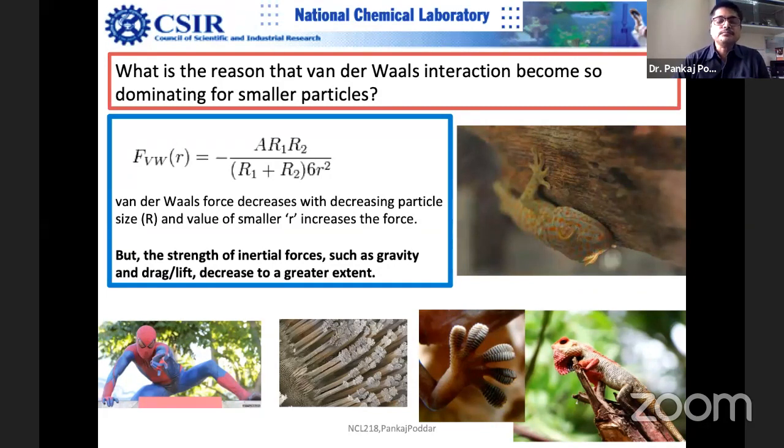And please don't underestimate the reduction in the strength of inertial forces such as gravity, drag, and lift. That decreases to a much greater extent. So there are two forces acting in opposite directions. Van der Waals force would like to form lumps, and gravity would like things to fall apart, pulled down towards the earth. It turns out that if you take smaller and smaller objects, they fall into lumps, and that's the reason you have aggregation of smaller particles when you make colloids. This is all colloidal chemistry, colloidal physics. What I'm teaching is actually hardcore colloidal chemistry.